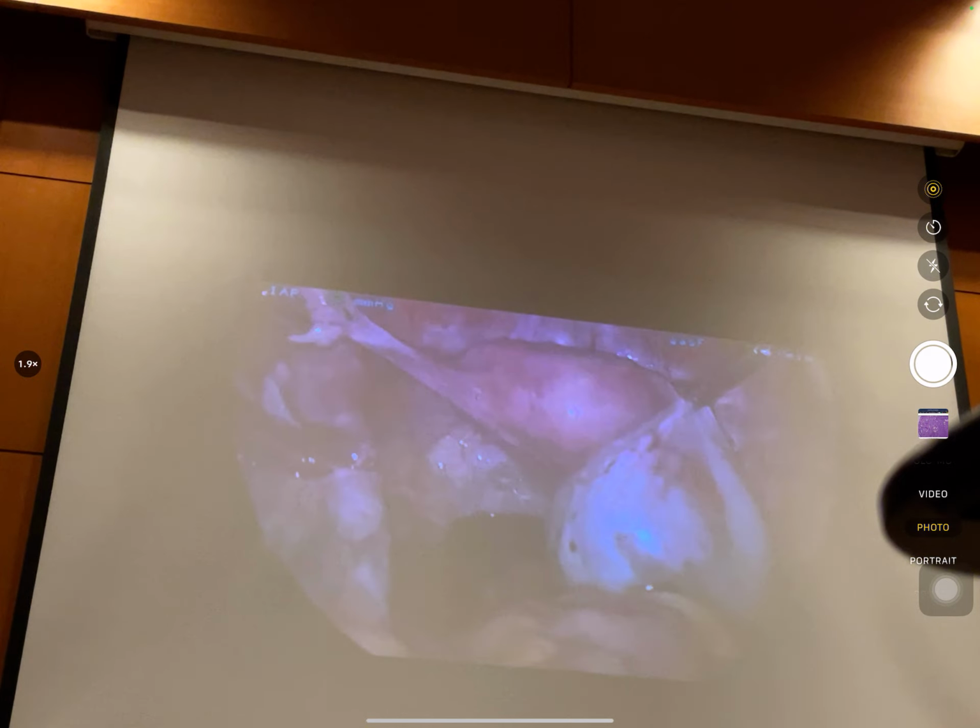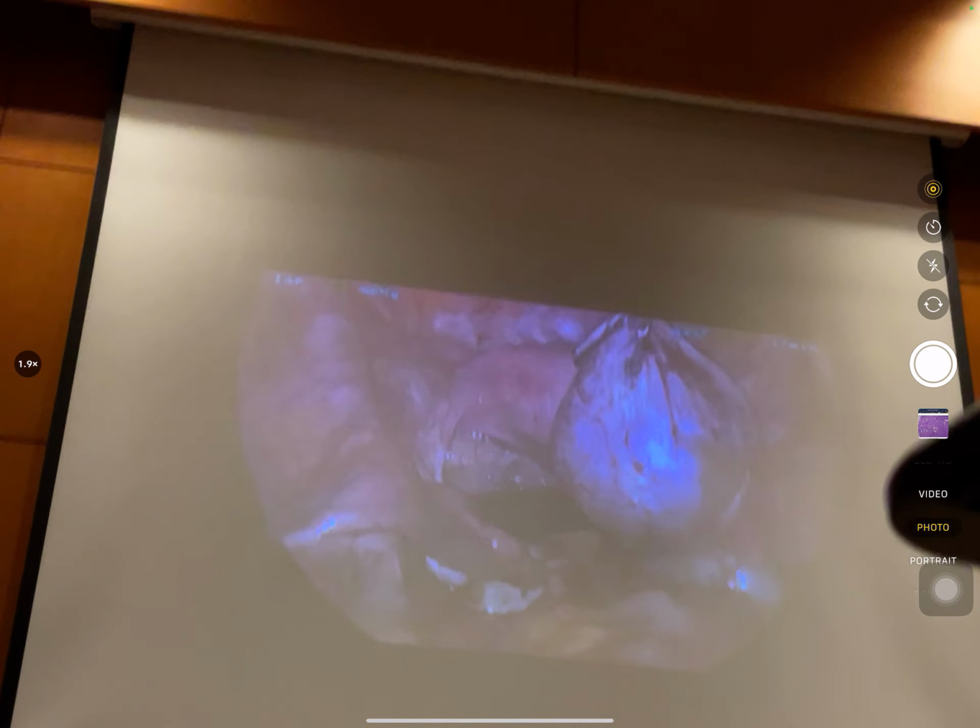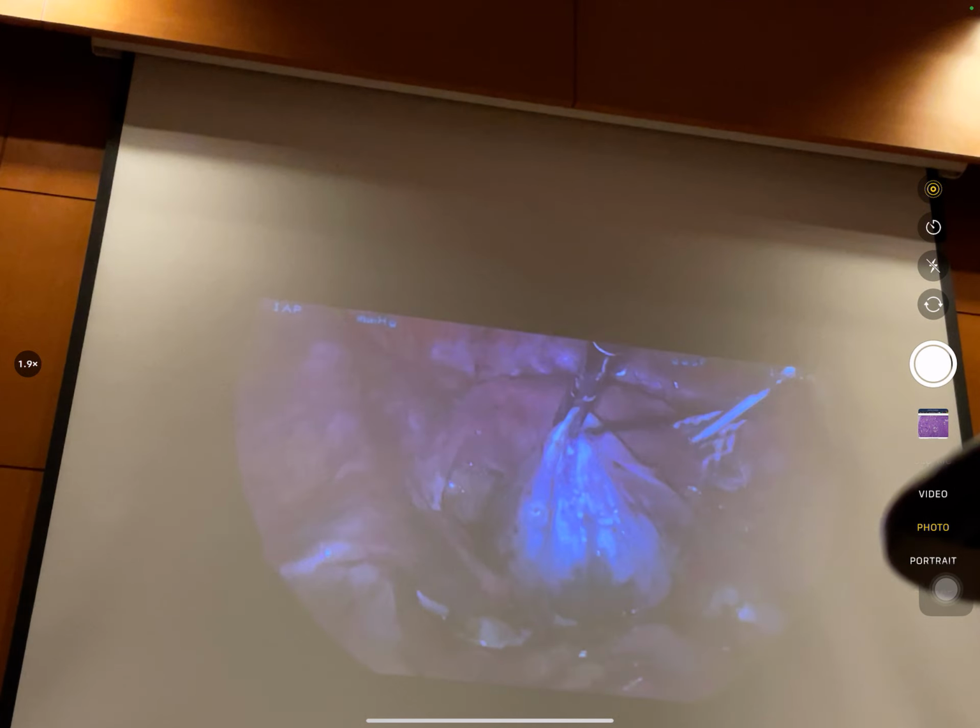So you can see they contain a clear fluid, right? Clear serous fluid.